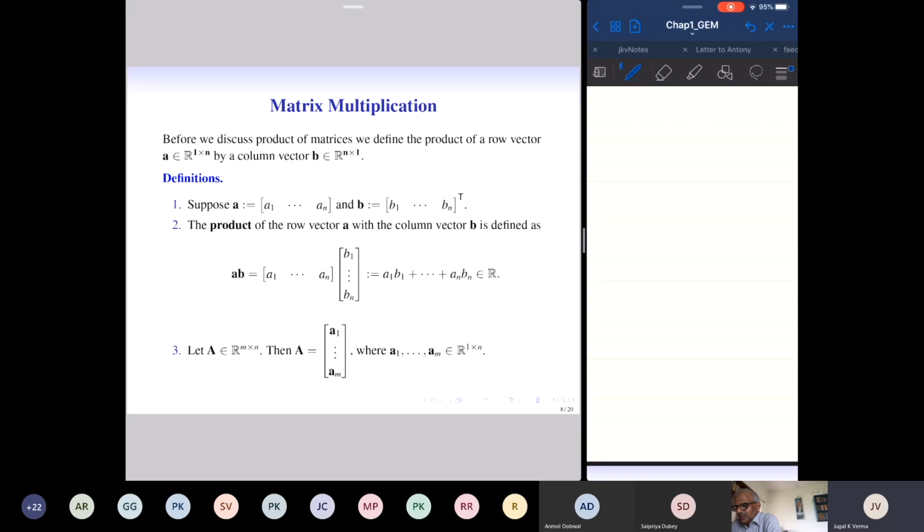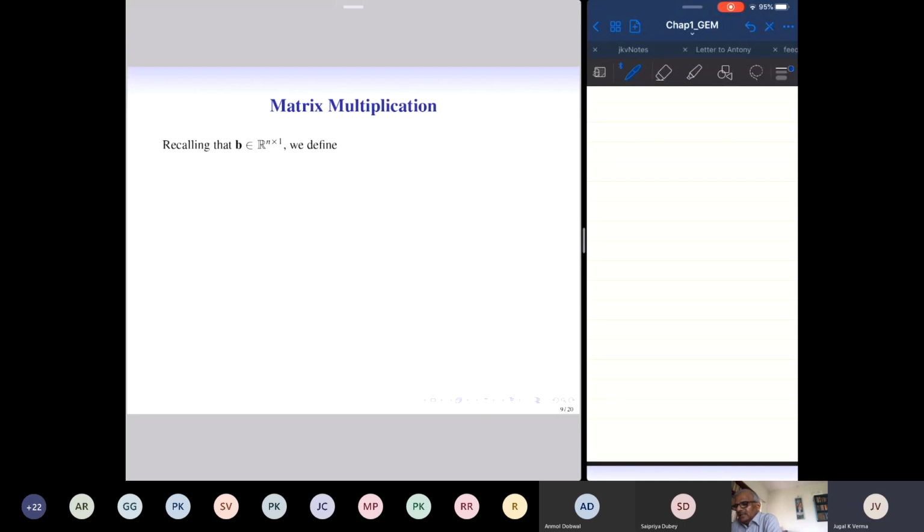Okay. Suppose I have the matrix A, an m by n matrix, then there are m rows. I can display the matrix by displaying the row vectors a1, a2, am. And recalling that B is a column vector, we will define A times B. So I'm taking the matrix A, which is m by n, and multiplying on the right by a column vector with n components. So the number of columns of A is the same as the number of components of B.